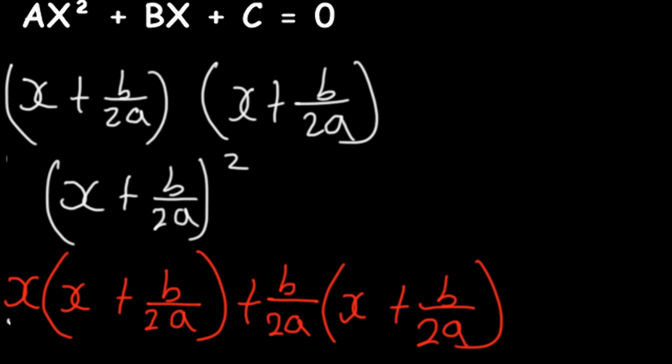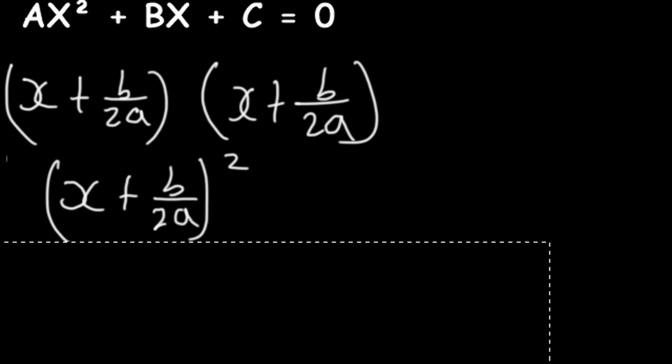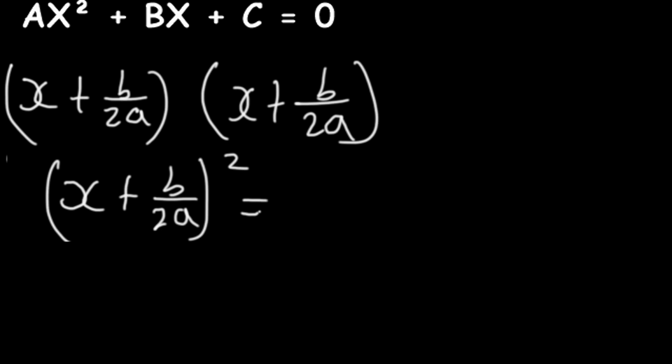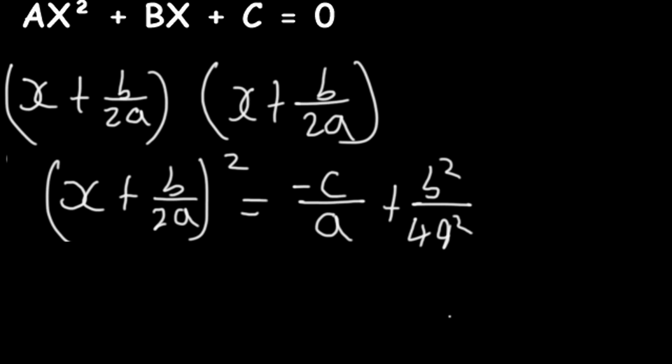So therefore, let's bring back the right hand side of the previous expression. So x plus b over 2a all squared will be equal to minus c over a plus b squared over 4a squared. So let's focus on the right hand side now. What we need to do is find the LCM for the right hand side. In order to find the LCM, we can make use of 4a squared as the LCM.